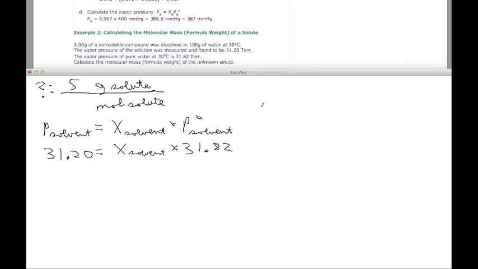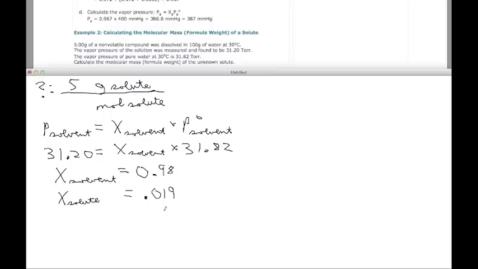And then divide 31.20 by 31.82. And X solvent is equal to 0.9805, so 0.98. And if you subtract this number from 1, that'll give you 0.019. Now that's the X solute, so we know that. This number 0.019 is equal to X solute.